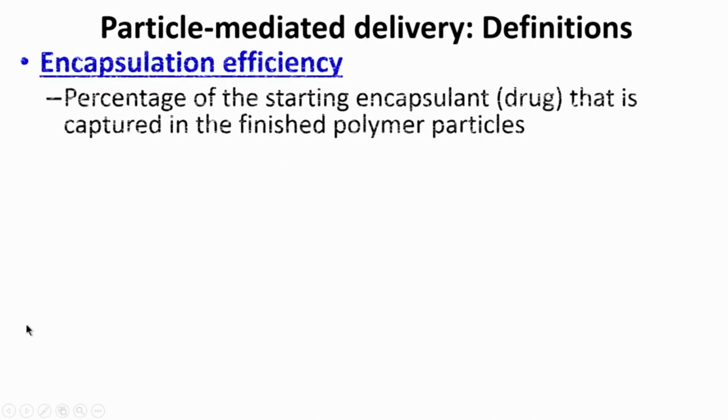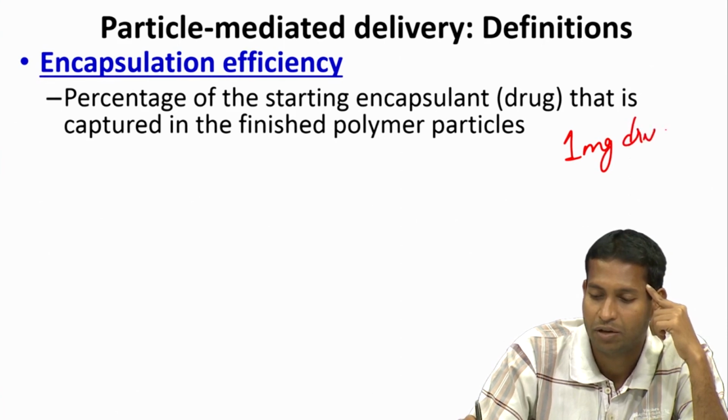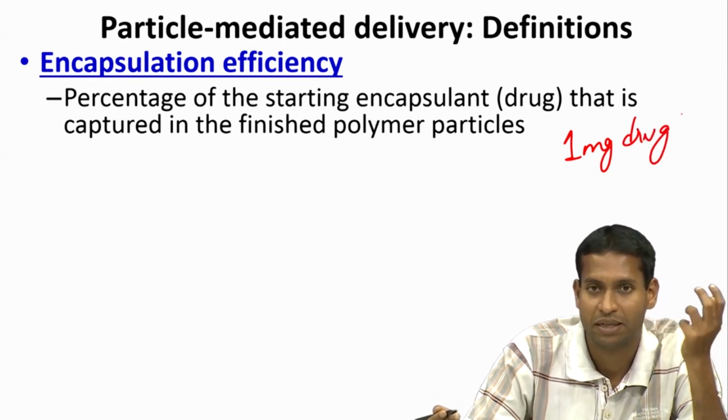So, some more definitions. Next thing is the encapsulation efficiency, and that comes in when we are talking about the drug itself. It is how much of the drug that I started with I was able to encapsulate in my polymer. So, let us say I want to make particles and I want 1 milligram of drug to be encapsulated in these polymer particles.